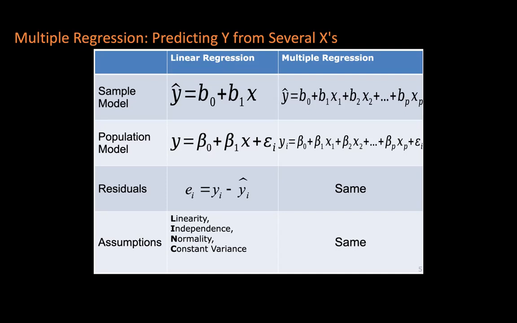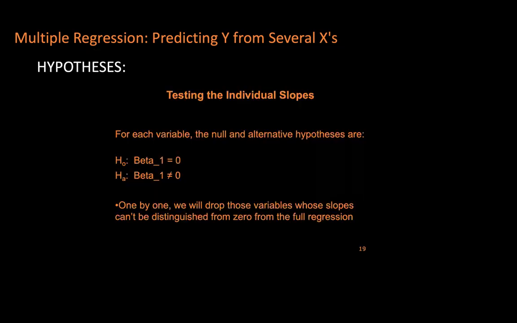And then we have residuals, which is equal to the population response variable minus the sample response variable. So residuals for linear regression and multiple regression are the same, and the assumptions for linear regression and multiple regression are the same. The assumptions are linearity, independence, normality, and constant variance. We can remember this by L, I, N, and C.